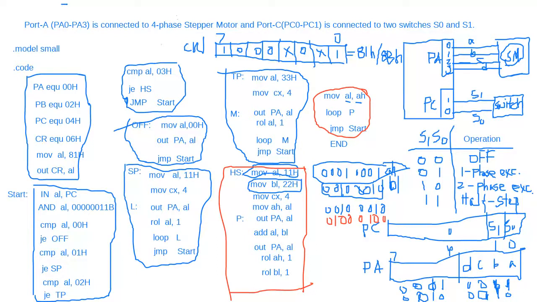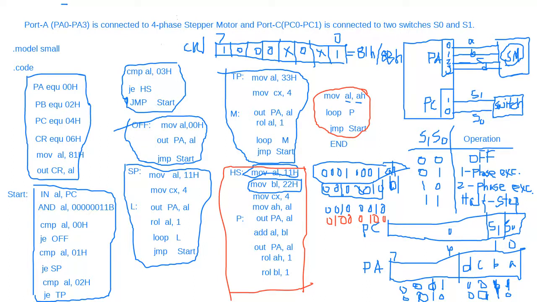Doctor. Yes. I have a question. In two-phase, move AL 33. Why we don't put 22? 22 means 0010 and 0010. Here is actually one phase. So how can it be two phase?